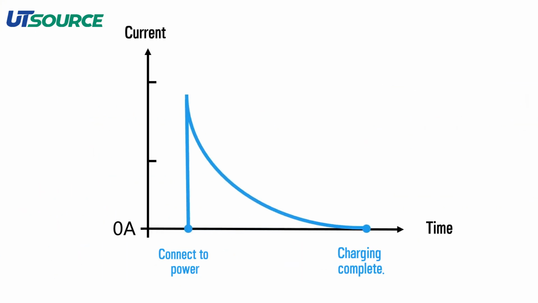Now let's look at the current curve during the charging process. Right after connecting to the power supply, electrons move the fastest, so the current is at its maximum. As electrons experience forces from both sides, their movement slows and the current gradually decreases. When charging finishes and electrons stop moving, the current becomes zero.